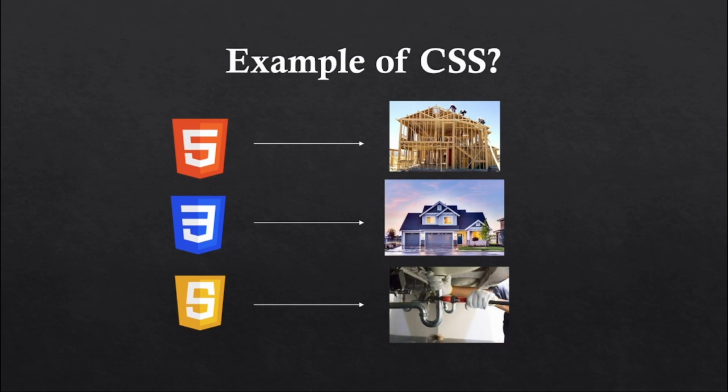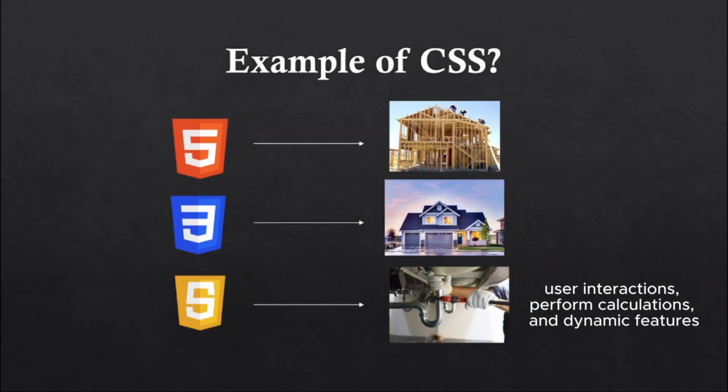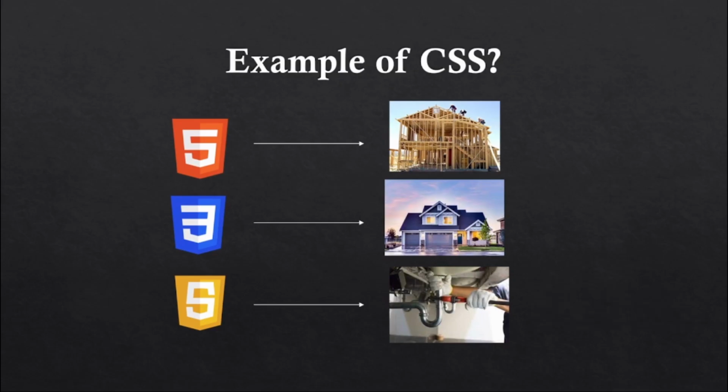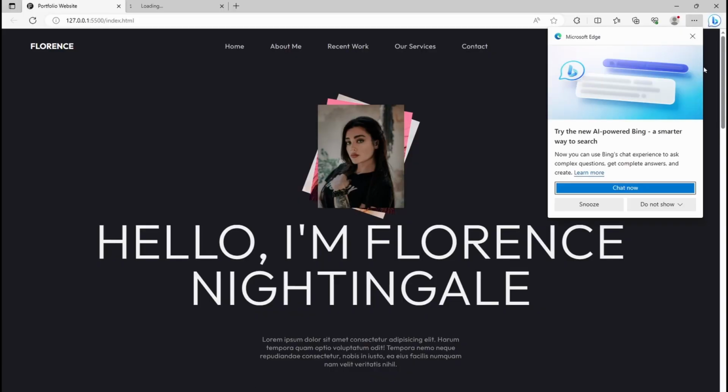Lastly, we have JavaScript, which adds functionality to our website. In the house analogy, this would be similar to the plumbing, heating, and electricity. JavaScript allows us to create interactive elements, handle user interactions, perform calculations, and make our website come alive with dynamic features.